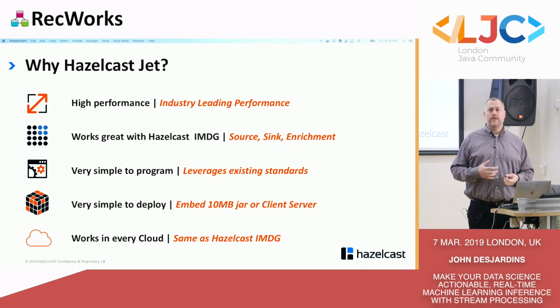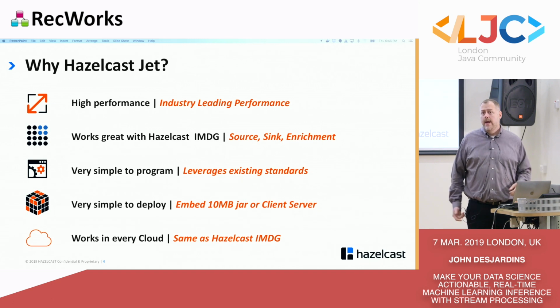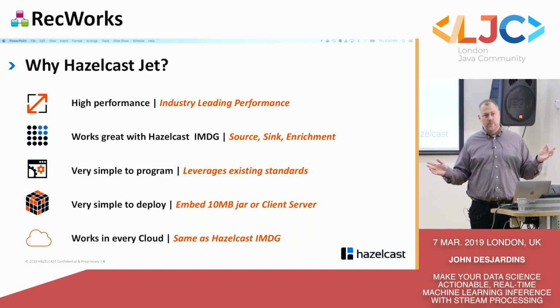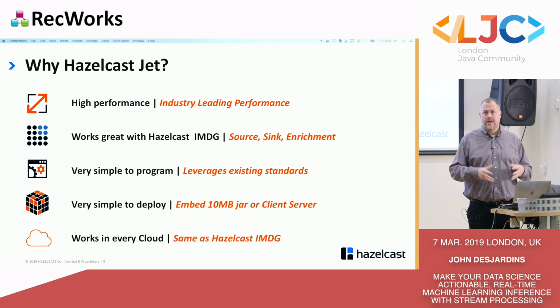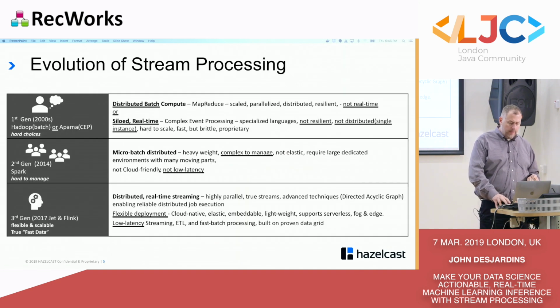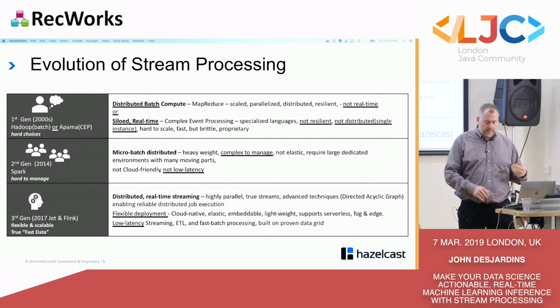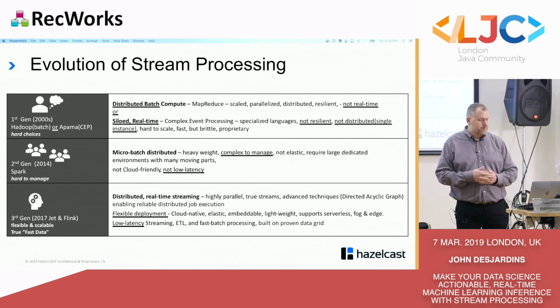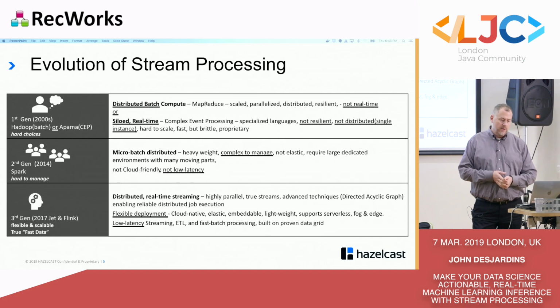And it's pretty easy to go to an operations team and say, hey, we've got a new Java application. It's going to be doing something called stream processing and machine learning. But basically, it's just a bunch of Java applications or Java servers. So that also makes it very cloud-friendly and easy to operate. So why does that matter for stream processing?